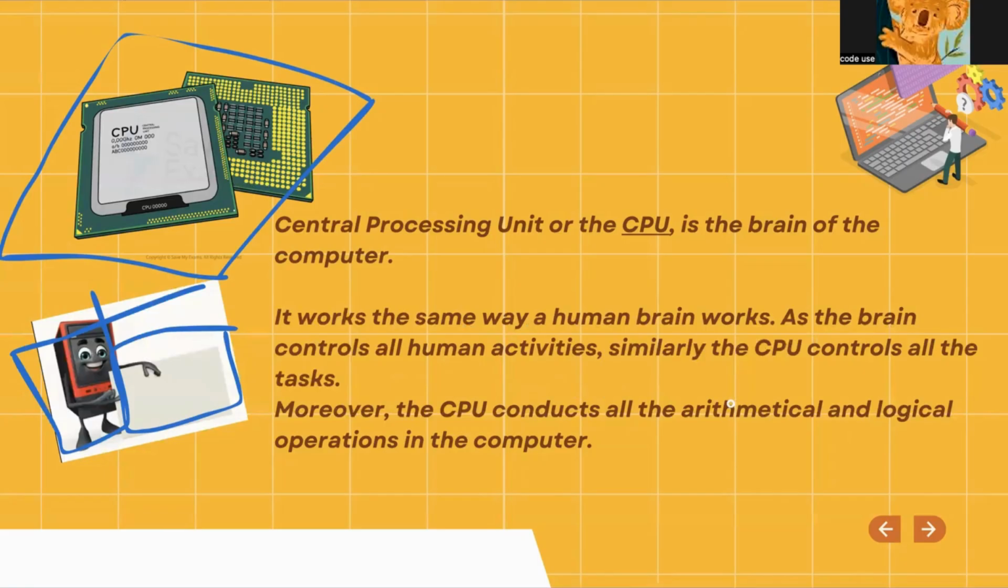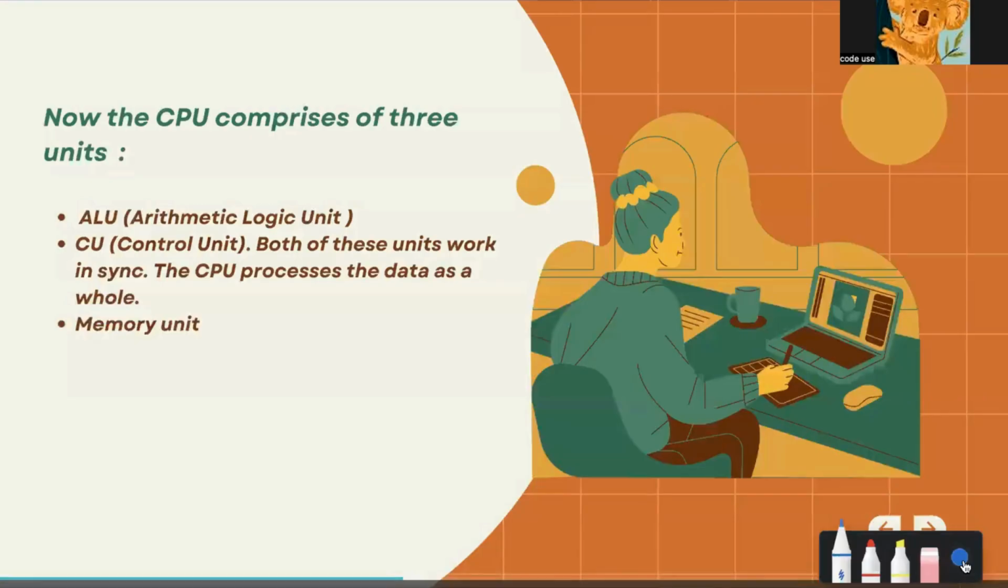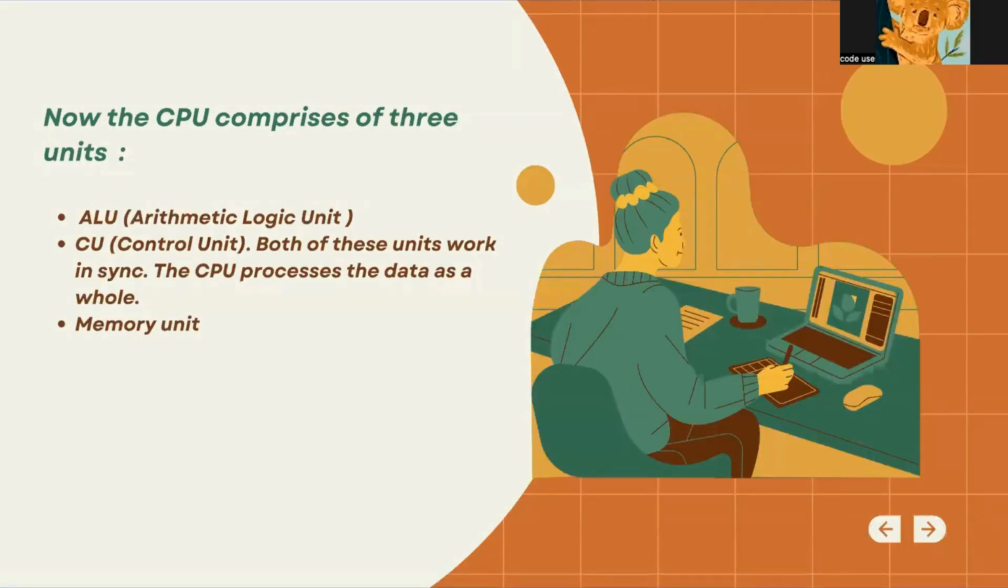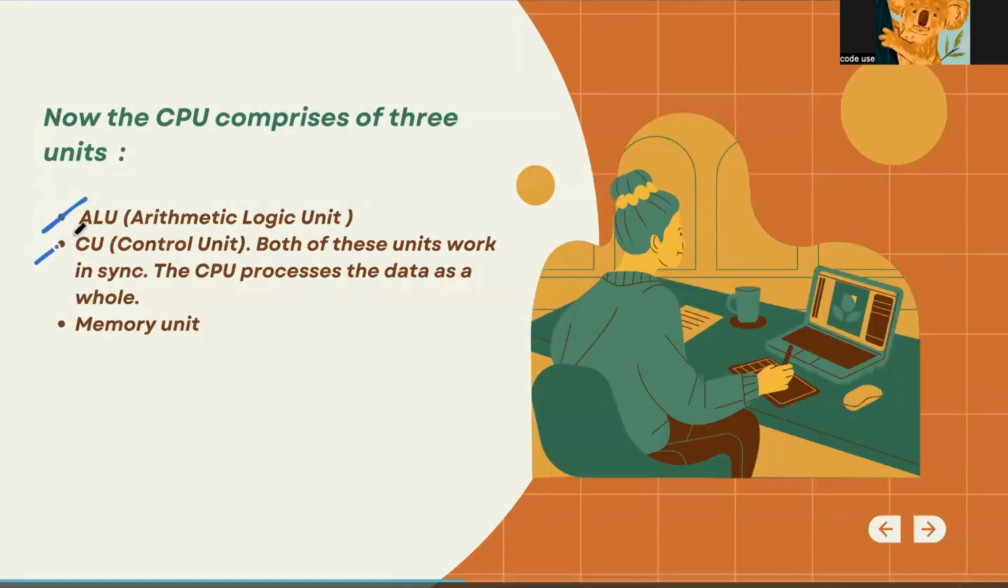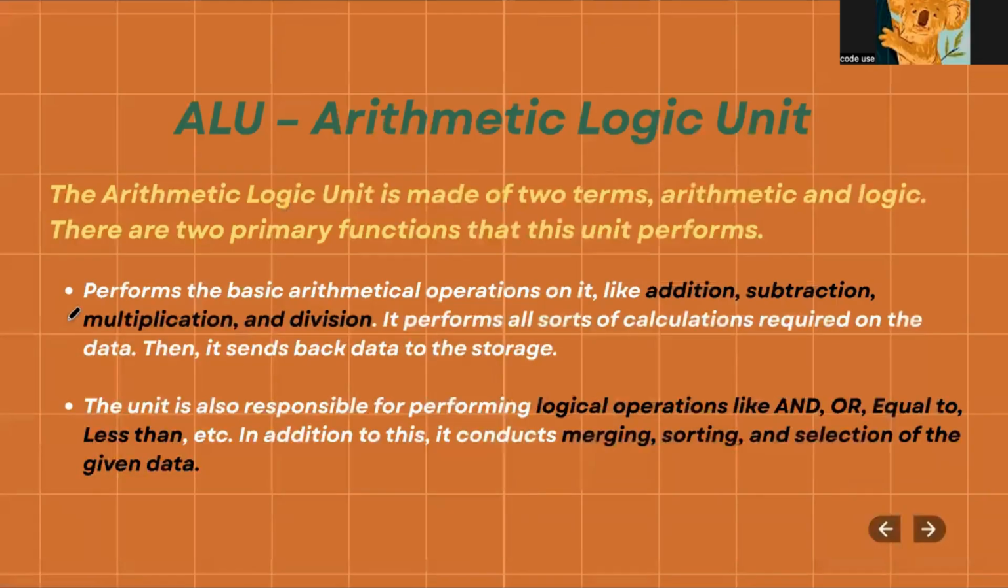Moreover, the CPU conducts all the arithmetic and logic operations in the computer. I'll tell you what arithmetic and logic operations are. Now, the CPU comprises three units: the arithmetic logic unit, the CU, that is the control unit, and the memory unit. We'll go one by one. I've told you what arithmetic and logic operations are. This comes again in the arithmetic logic unit, so that is the reason I did not explain it to you prior.